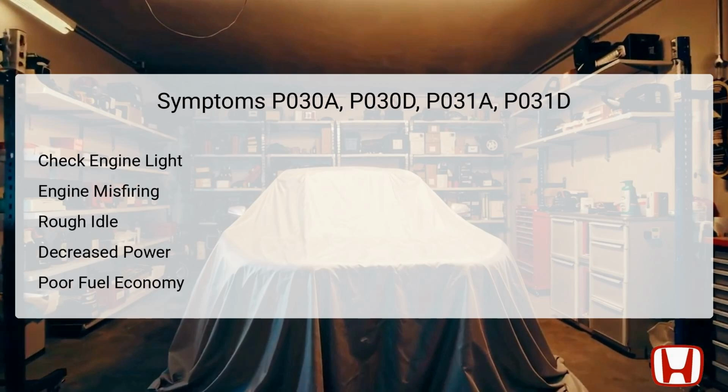Drivers may observe several symptoms that suggest the existence of DTCs P030A, P030D, P031A, or P031D. A primary indication is the illumination of the check engine light, CEL, on the dashboard. This warning light is triggered when the PCM detects a problem within the engine management system. Additionally, the engine may misfire, leading to noticeable performance issues such as rough idling, a common characteristic when ignition coils fail to produce the necessary voltage for combustion.